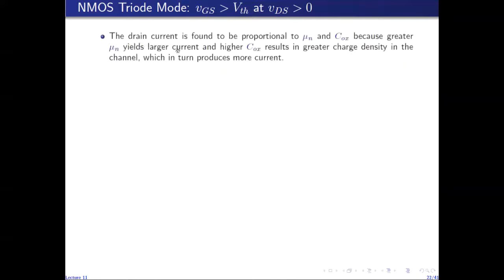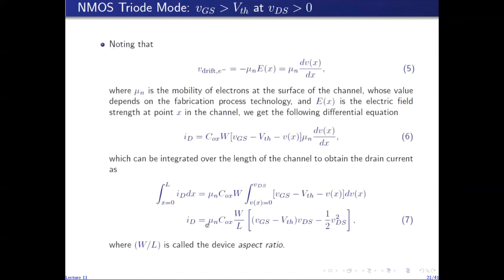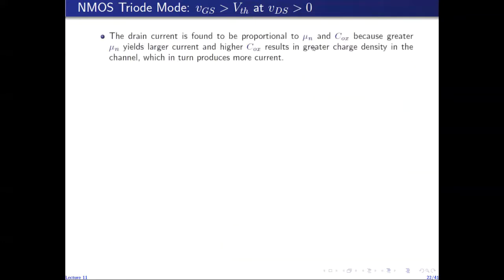So the drain current can be seen to be proportional to mu n and Cox, because increasing mu n will yield larger current. Of course, the greater the mobility of electrons, the larger the value of the current, and the greater the value of Cox, the greater is the charge density in the channel. So the greater the capacitance, the greater is the accumulated charge of the parallel plate capacitor.